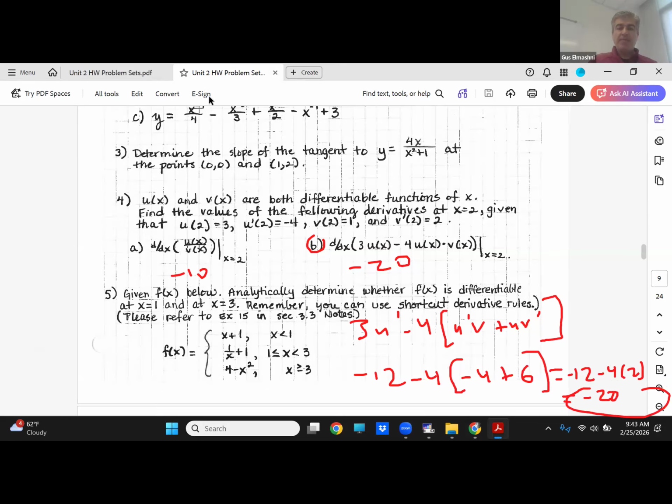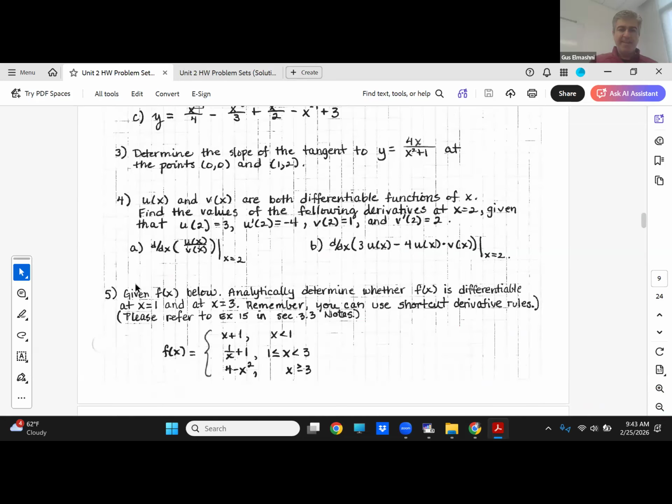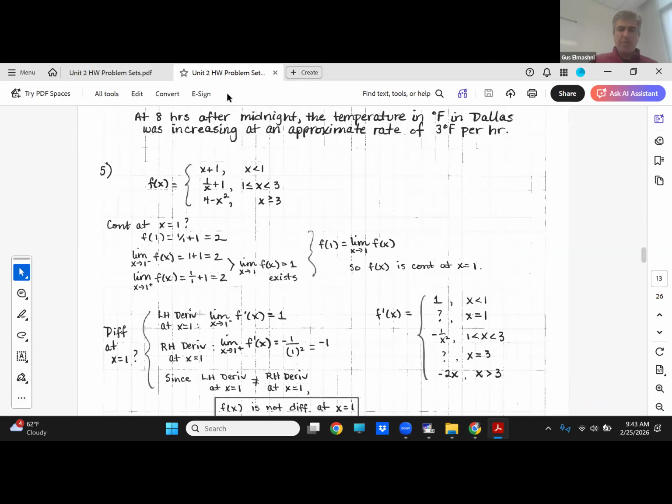Now, yeah, I do have the answer for 5 and 6. For 5, it's asking if it's differentiable. Got it. Okay. At what locations? At 1 and 3. Okay. So these are the boundaries.